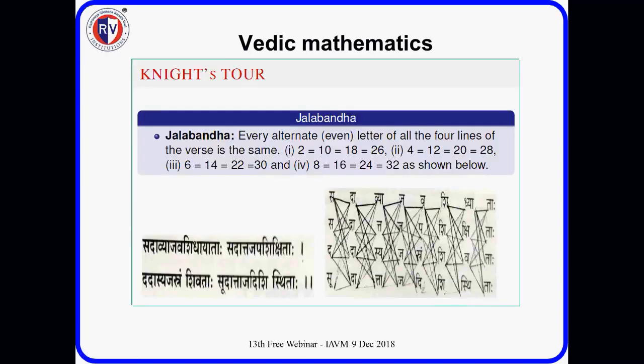Similarly, there is another word called the Jalabandha, which means the web. In this verse, what has happened here? You observe the second column, fourth column, sixth column, as well as the eighth column here. When you observe all these, each of the even numbered columns has the same letters. This has da, this has ja, another has sha, and also ta.